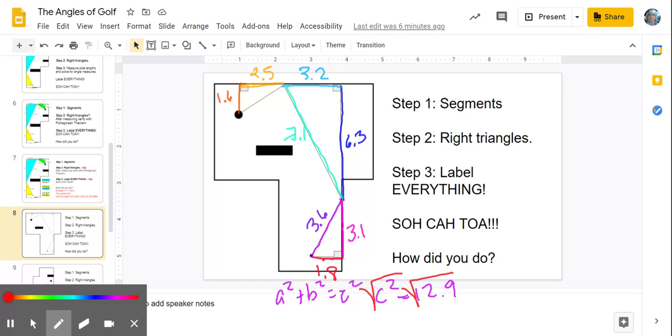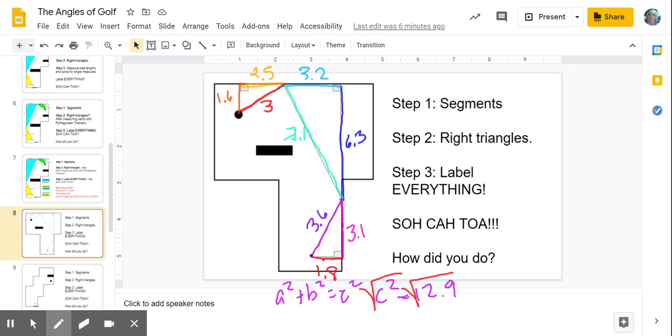And then I want to take the square root of that answer. And what do we get? Absolutely. Yeah, let's round that to 3.